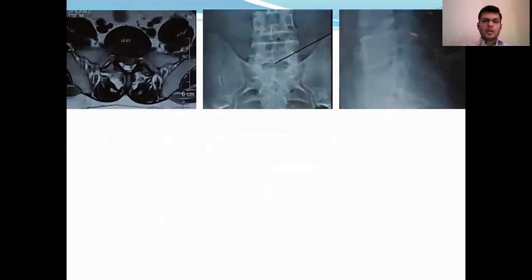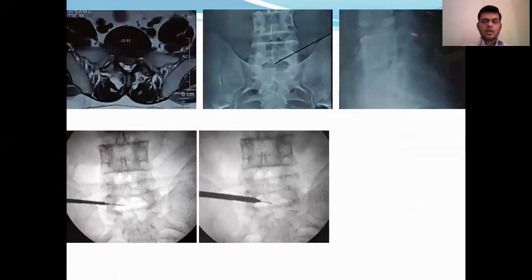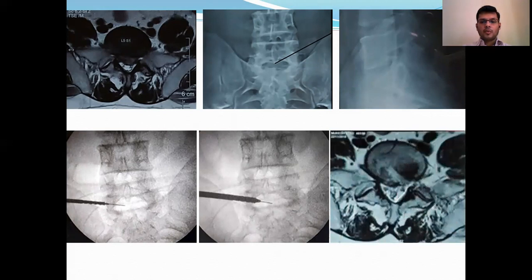This is a case of a 48-year female who presented to us with left S1 radicular pain, MRI showing a large extruded disc at L5S1 level. The preoperative X-rays show a type 3 relationship in both AP and lateral radiographs. Intraoperative radiographs show the sequential reamers passing through the ilium and foramen, and post-operative MRI shows complete decompression of S1 nerve root.